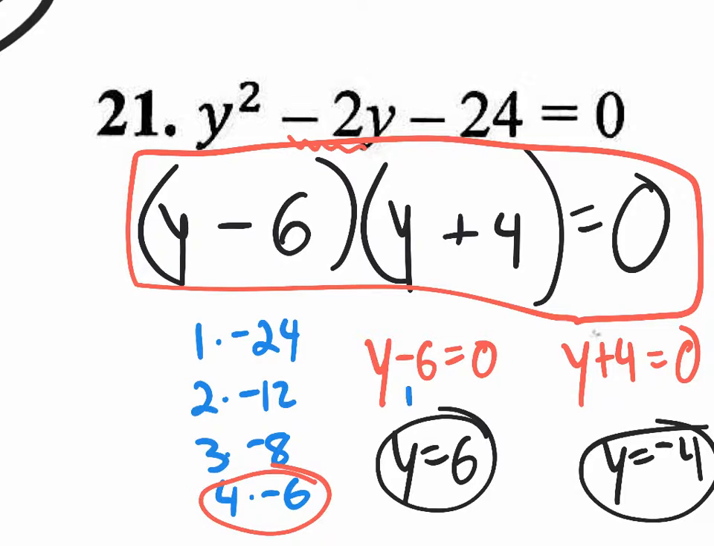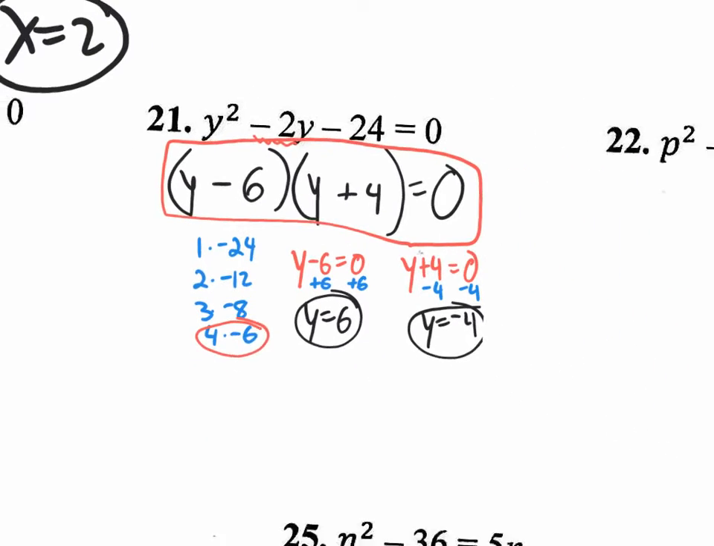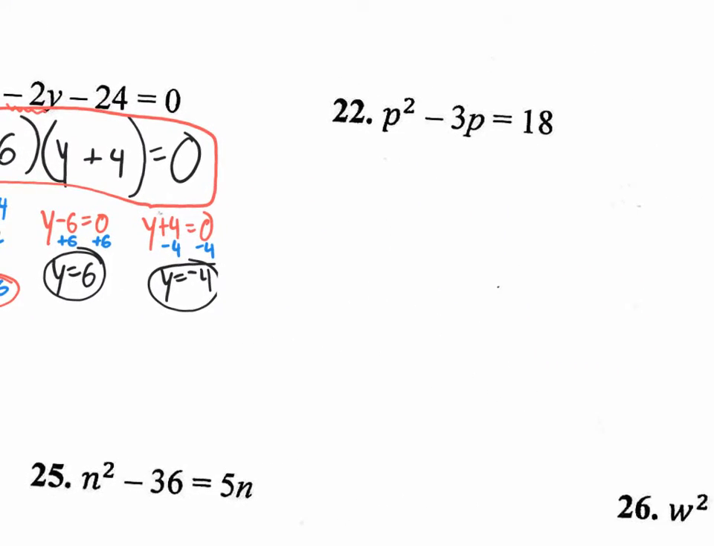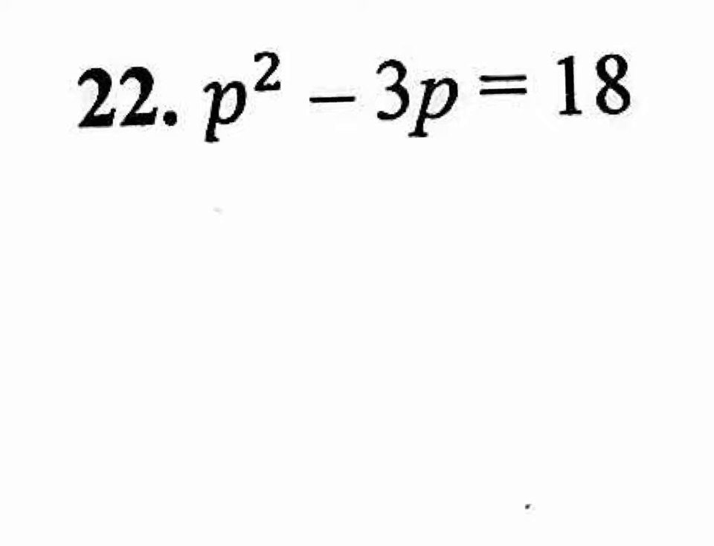Because when you add 6 here, add 6 over there, you get y equals 6. When you subtract 4 and subtract 4, you get y equals negative 4. So all we're doing is factoring, splitting, and solving. But on our notes, we had a step 0, which was making sure that the equation was actually equal to 0, so you could use the zero product property.